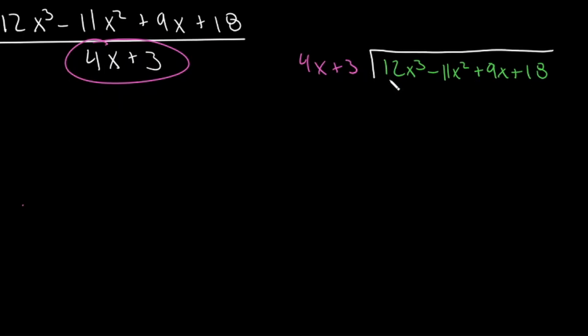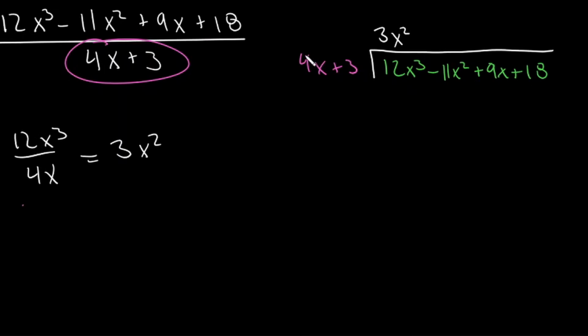So the first thing we need to do is divide the first term of our dividend, which is 12x cubed, by the first term of our divisor, which is 4x. So what is 12x cubed divided by 4x? Well, 12 divided by 4 is going to be 3, and then x cubed divided by x, well, that's going to be x squared. So let's put that up here, 3x squared.